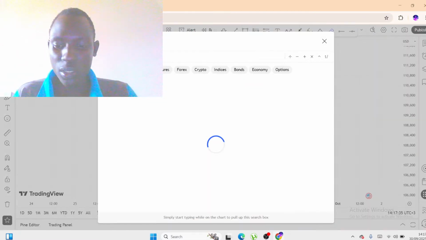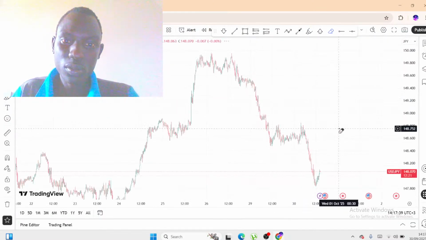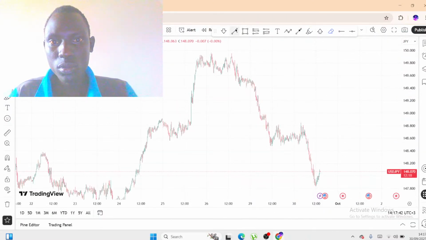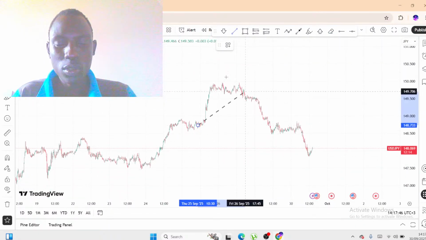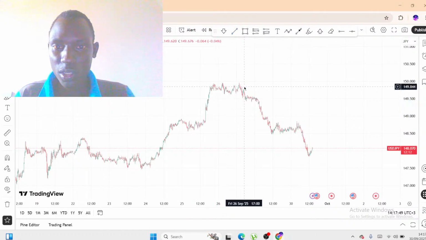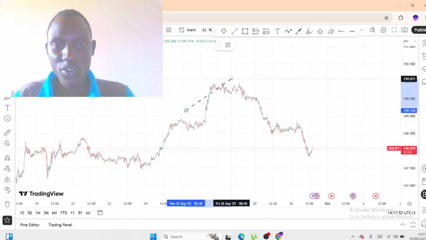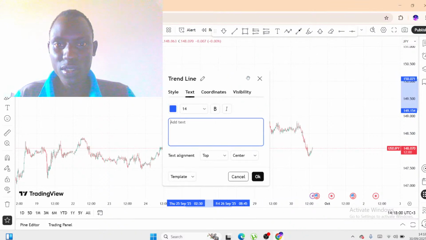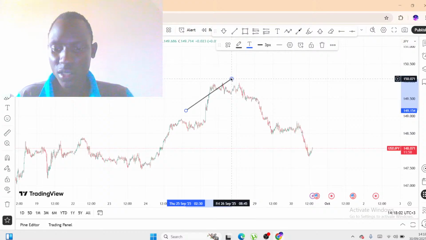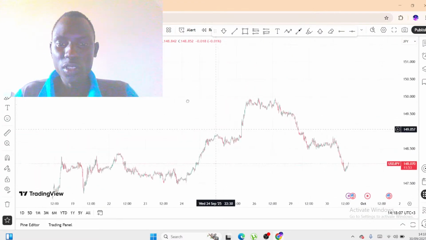So let us check on this other pair, USD JPY. Here we shall just use a simple strategy. What I mean by a simple strategy is that it's not that complicated as when I use different demand and supply and all that.